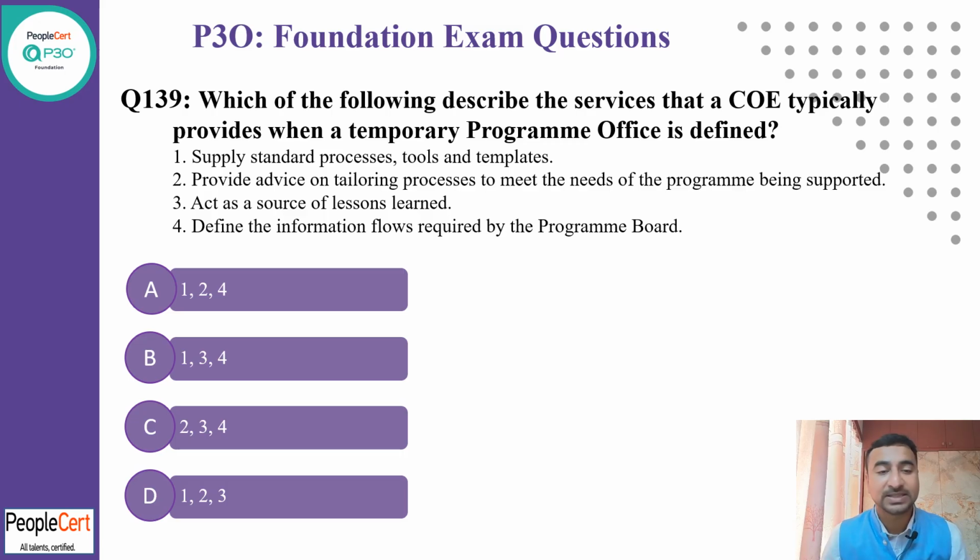Question 139 says, which of the following describes the service that a COE typically provides when a temporary program office is defined? Supply standard process, tools and templates. Okay, that seems to be correct. Provide advice on tailoring process to meet the standard of the program being supported. Again, that's correct. Act as a source of lessons learned. Again, all of those are COE functions.